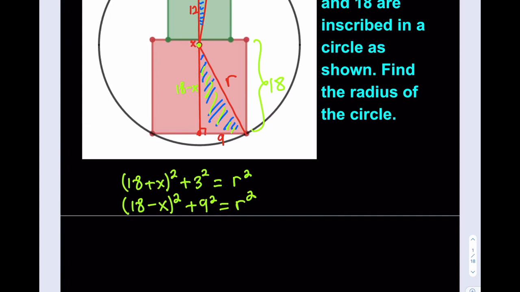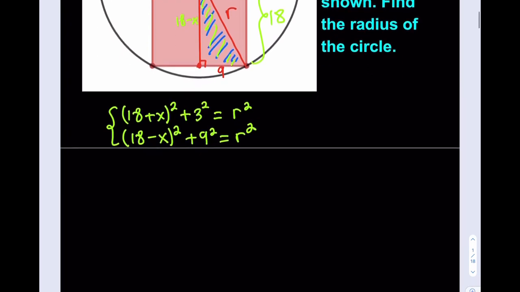In other words, since both of these things are equal to r squared, and if two things are equal to the same thing, then they're equal to each other, right? That principle, whatever you want to call it, transitive property, symmetry, whatever. So let's set these two things equal to each other. 18 plus x quantity squared plus 9 is the same as 18 minus x quantity squared plus 81.